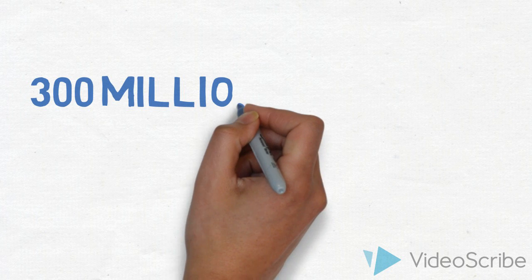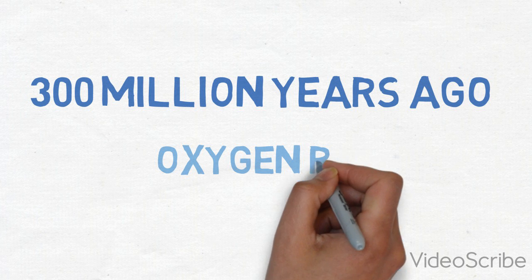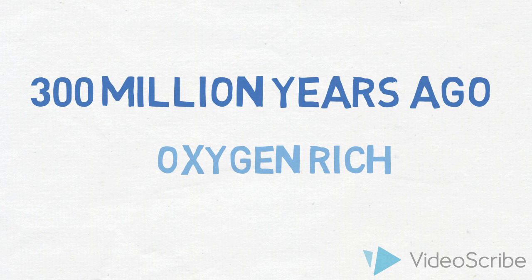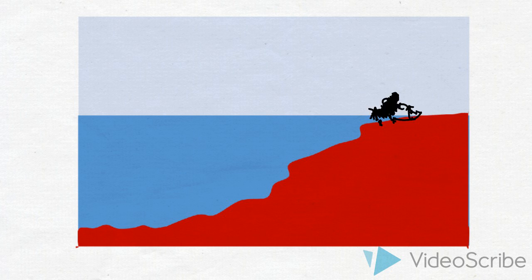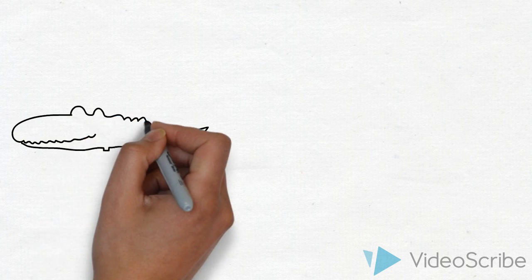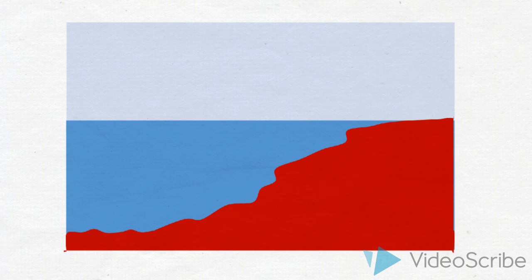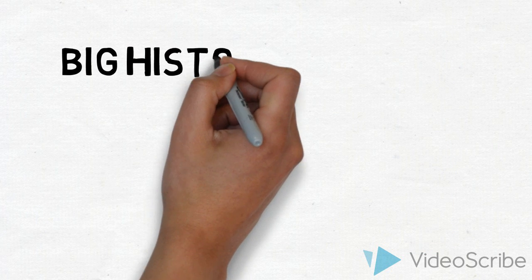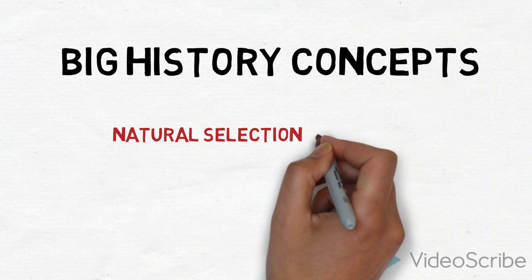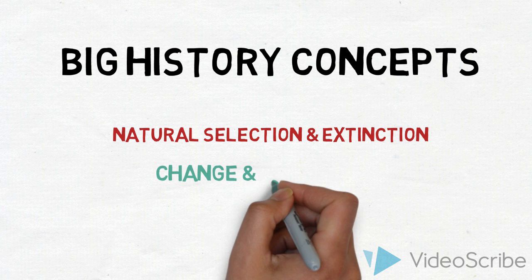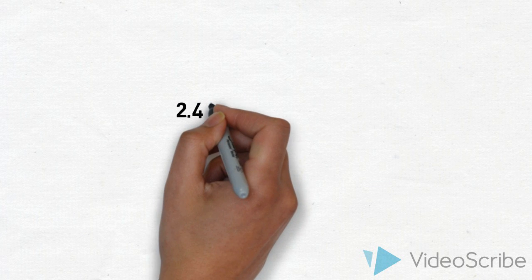With sufficient oxygen accumulated in the atmosphere, around 300 million years ago, marine animals started to move to live on land, and that's when we started to have reptiles, mammals, and amphibians. But there did exist some failed transitions, where species actually went back to the sea from land, mainly due to climate instability. From these two events, we can see the manifestation of two very important big history concepts: natural selection and extinction, change and adaptation.